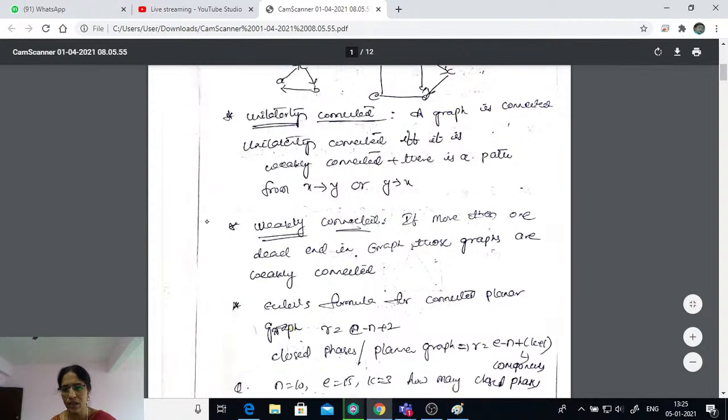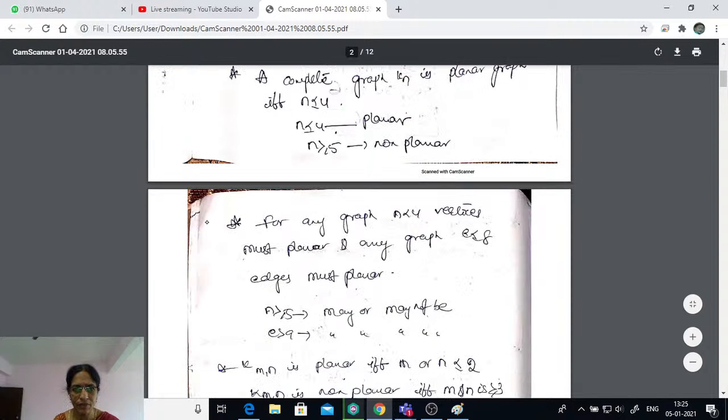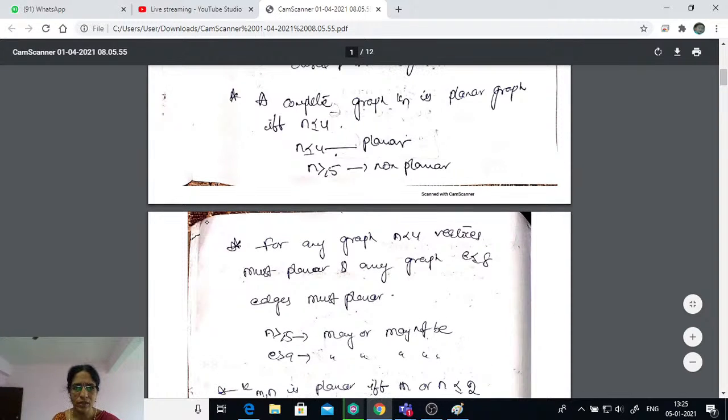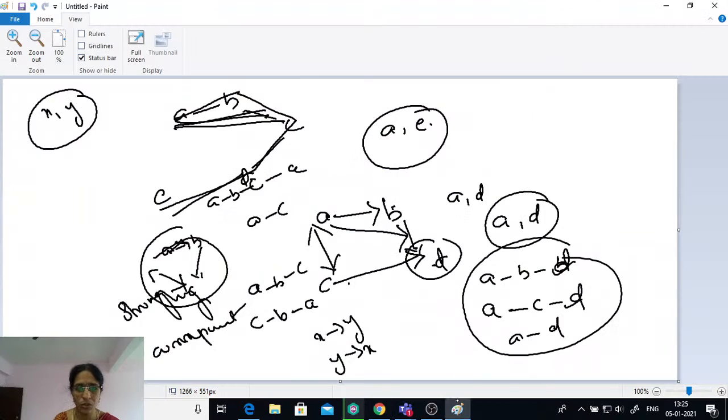Next, we have already discussed Euler's formula, so some points regarding previous concepts. Coming to Euler's formula for a connected planar graph. Euler's formula works in an Euler graph. An Euler graph is nothing but one where edges are distinct. So if the edges are distinct, that is called Euler.